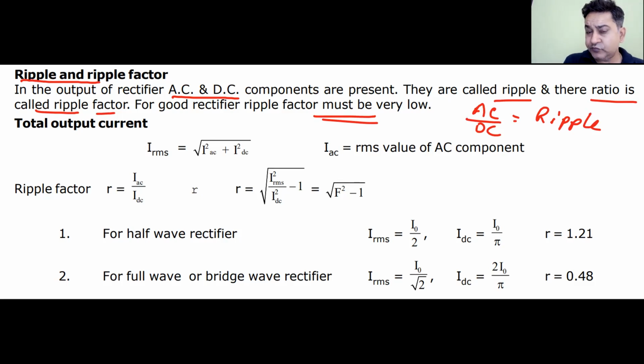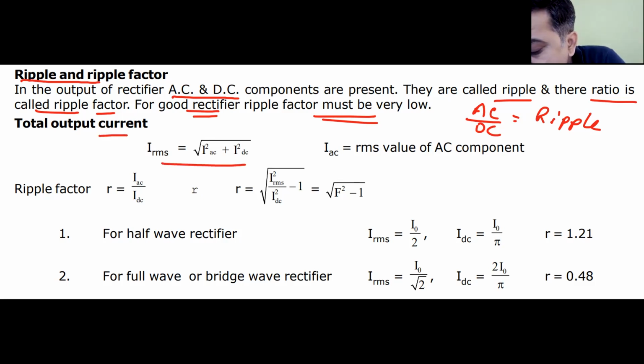For a good rectifier, ripple factor must be very low. Ripple factor is the AC component divided by DC. For a good rectifier, AC must be zero or very low, and hence the ripple factor must be very low. We understand this? Then remember this: for a good rectifier, ripple factor must be very low.